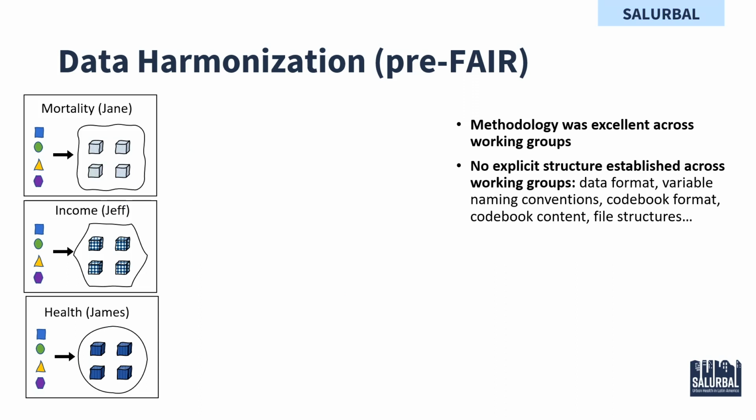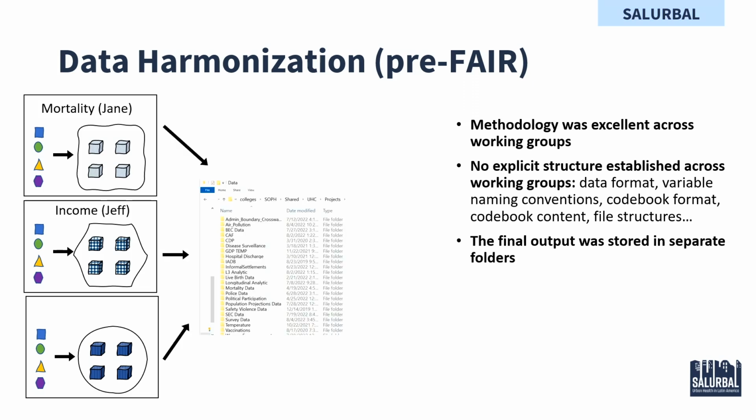One of the issues is why this slide is called pre-FAIR. We have really big groups: let's say the mortality group was led by a group in Berkeley, the social or economic group led by Jeff, random names, in Drexel, and the health data group led by James in Columbia. Everybody used their statistics and epidemiology expertise to harmonize these individual domains of data. But one of the things we struggled with early was no explicit structure established across the working groups.